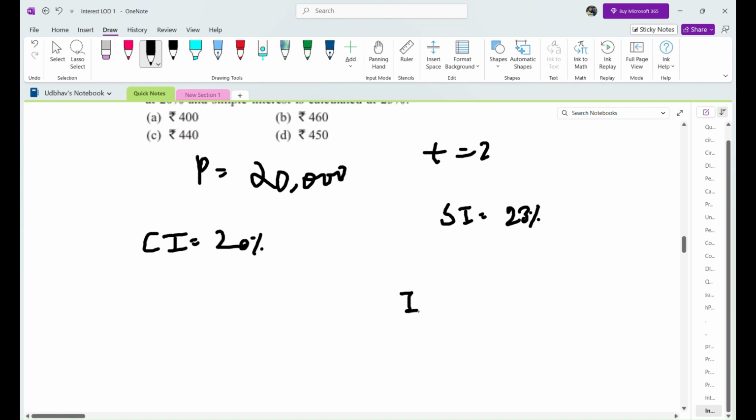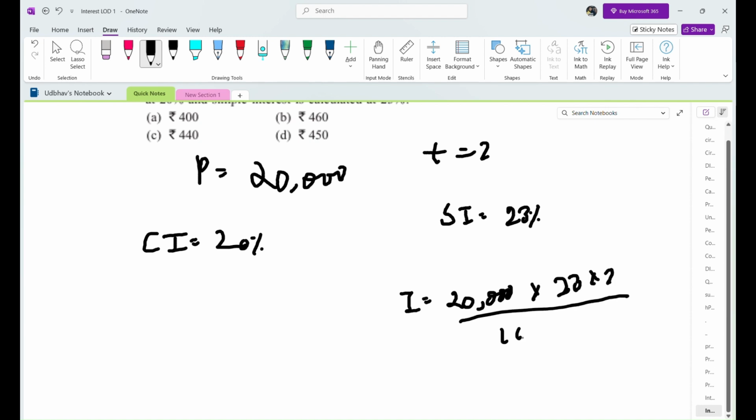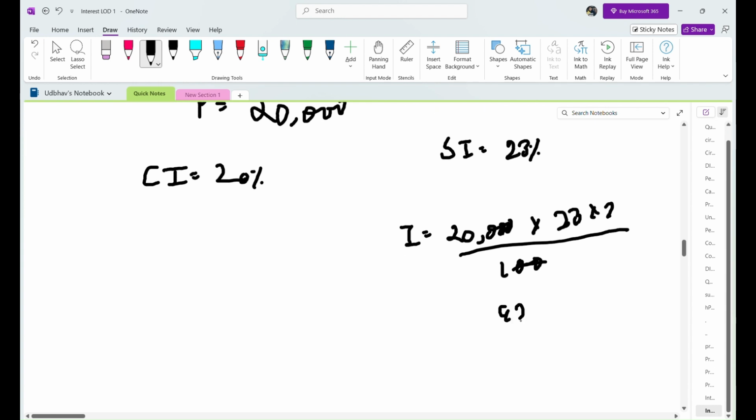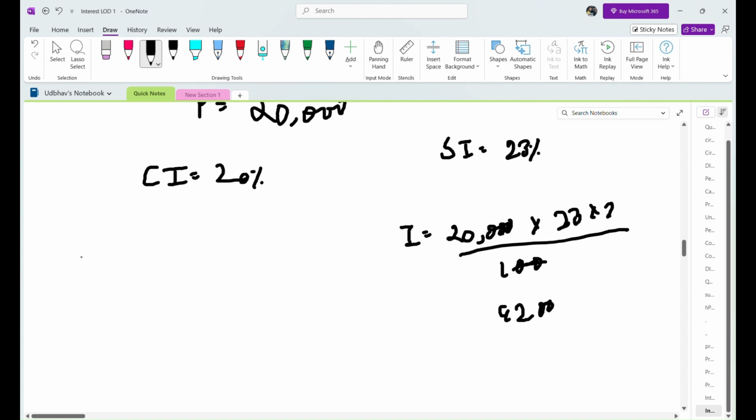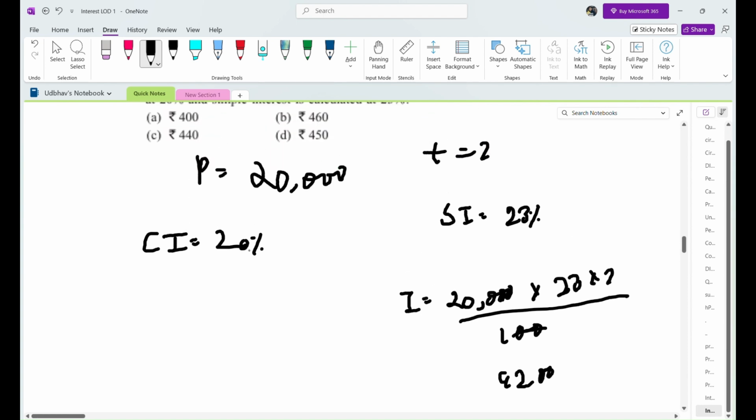So for simple interest, interest will directly be equal to 20,000 into 23 into 2 upon 100. So that will be directly equal to 200 into 46, 9,200. And for the compound interest, for the first year, that will be 20,000 into 0.2, that will be 4,000 rupees.